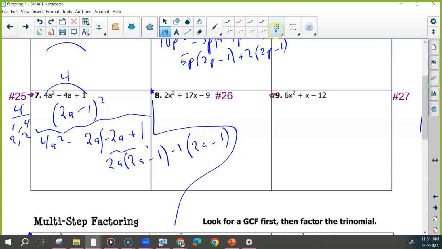Okay, 8. 2x minus 1 and x plus 9. Is that what you both got? Yes. Questions there? No. And then number 9. 2x plus 3 and 3x minus 4. You both get that? Yes. Do we have questions there? Okay. Do we have questions about any of these in general?